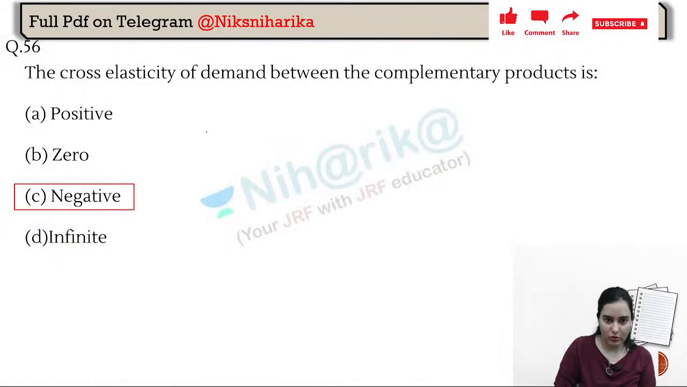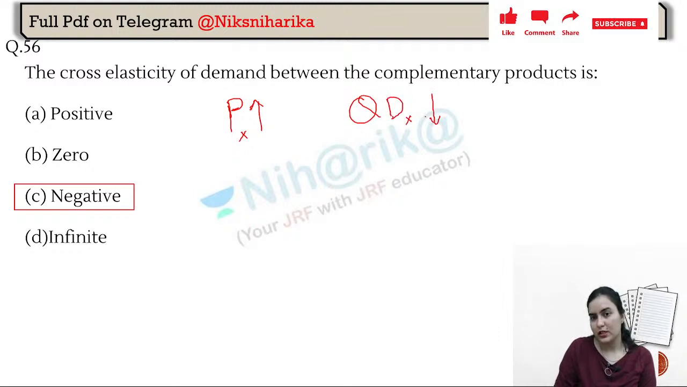How come? See, the price of product X. If this is rising, then what will happen to the quantity demanded of product X? This will fall. Now complementary products go hand in hand. If I am buying a pen, then the complementary product will be what? Ink. So if I buy less of the pen, then I'll buy less ink. I don't need ink if I do not have any pen.